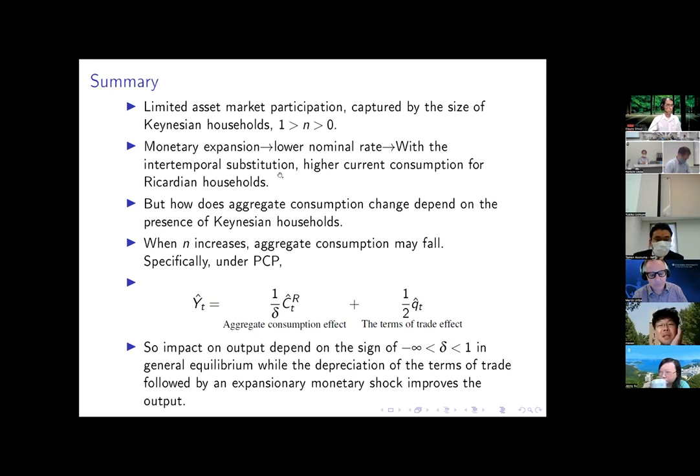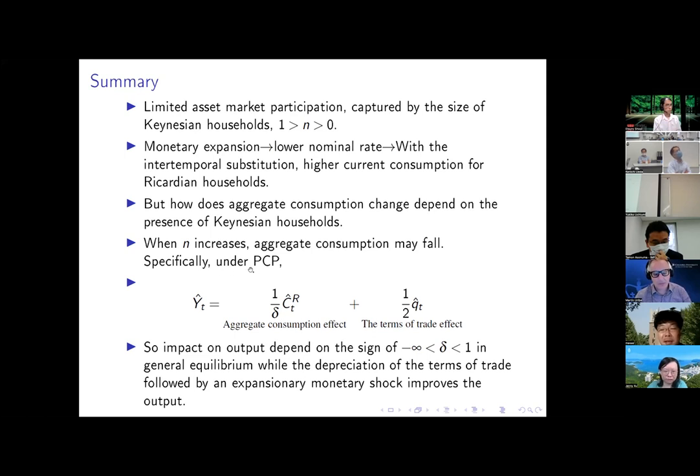And the basic mechanism of the paper is the following. So when there is a monetary expansion, the nominal rate becomes lower. And with the intertemporal substitution, higher current consumption materializes for Ricardian households. But how does aggregate consumption change? It depends on the presence of Keynesian households. And as Jenny explained beautifully, when N, the fraction of Keynesian households, increases, aggregate consumption may fall.